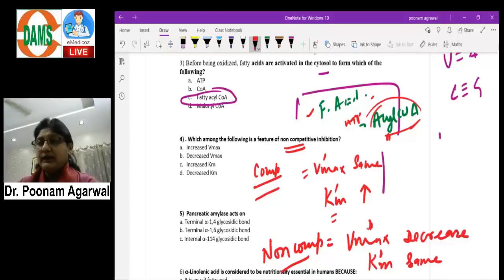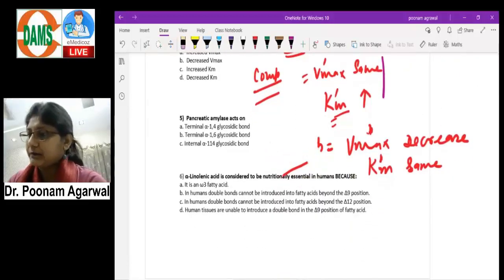And Km, as I have told you, is going to increase. In non-competitive inhibition, the maximum velocity is going to decrease, because non-competitive inhibitors destroy the active site. They don't allow the enzyme to act in the original fashion, and hence reduce the maximum velocity. But mathematically, to get half of that new lower velocity, the amount of substrate required is going to be the same.